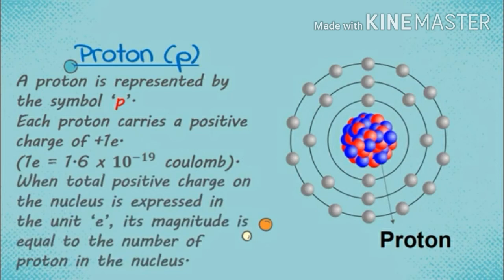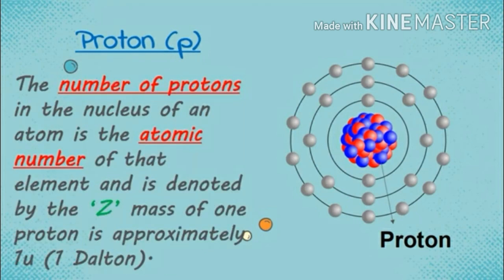The number of protons in the nucleus of an atom is the atomic number of that element and is denoted by the symbol Z. So what is meant by atomic number? The number of protons in the nucleus of an atom. The number of protons in the nucleus is considered the atomic number of that element, and atomic number is denoted by the symbol Z.